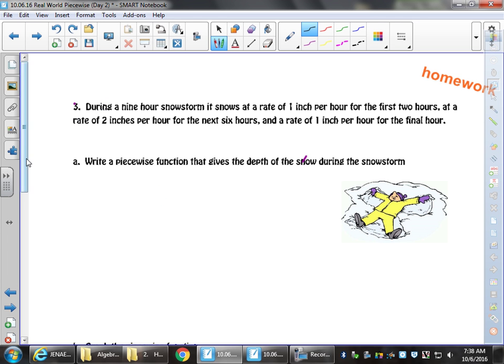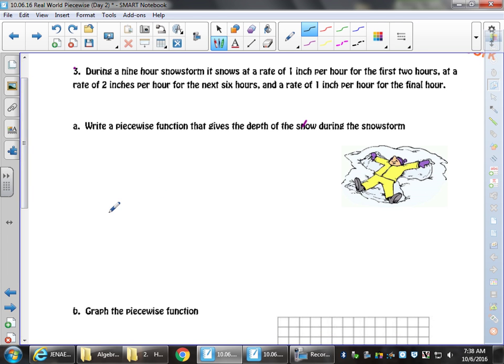During a 9-hour snowstorm, it snows at a rate of 1 inch per hour for the first 2 hours, at a rate of 2 inches per hour for the next 6 hours, and at a rate of 1 inch per hour for the final hour. Write a piecewise function that gives the depth of snow during the snowstorm. Anybody want to share what they had for their first piece?